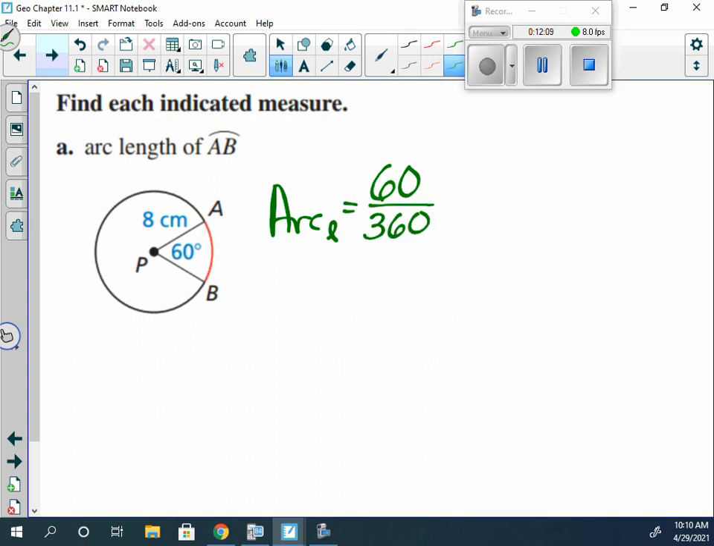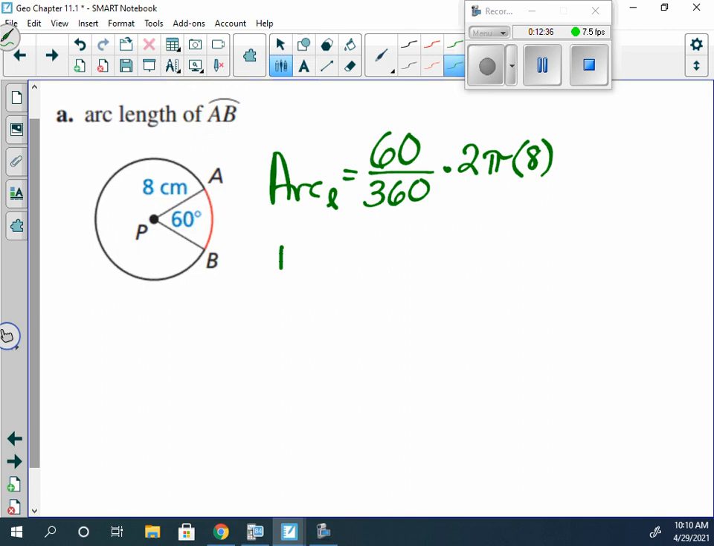And this would be over 360, because the part of the circle over the whole. Now we're going to multiply it by its circumference, which would be 2 pi r, and our radius here is 8. So we're just utilizing this formula to be able to find the arc length. Okay, so is all of this here a number? Well, 60 over 360 is a number, yes? 2 pi times 8, that's all numbers. We can just plug this entire thing into the calculator if we wanted to.